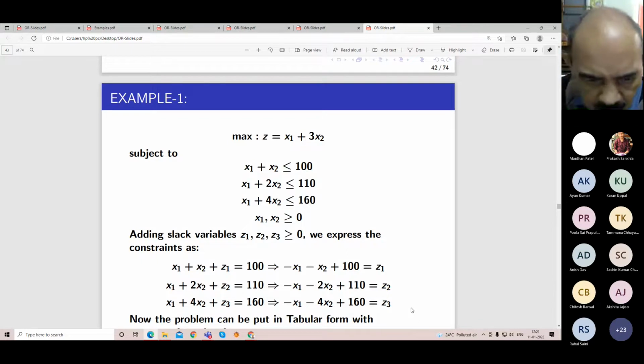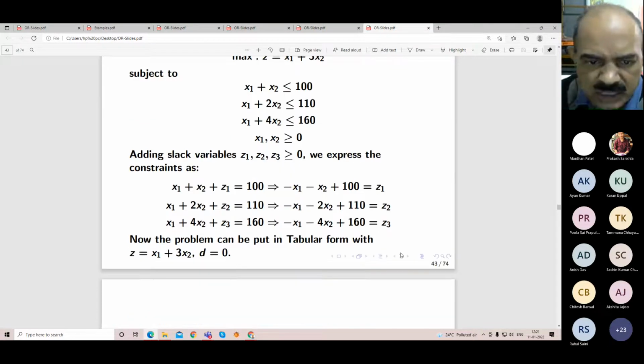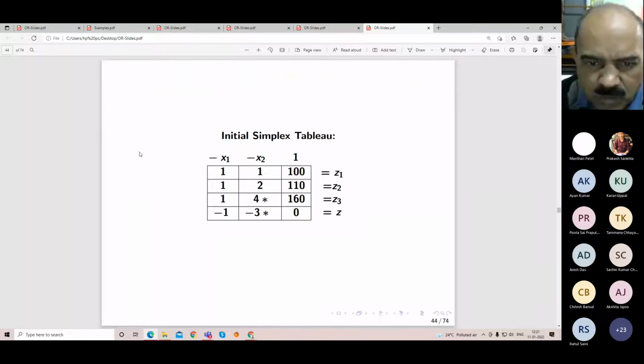Now, this system we want to put in a tabular form. So this is my table. Please make a similar table. I'm waiting for you. As you know, there are 4 rows and 3 columns. So you make a similar table. If you have pen and paper, please make a similar table.